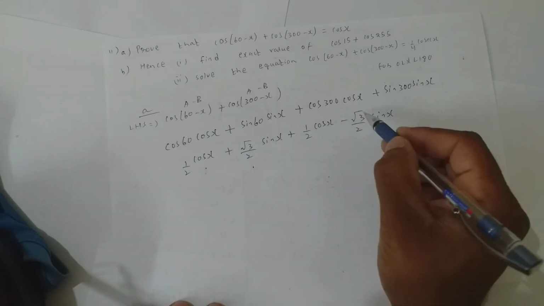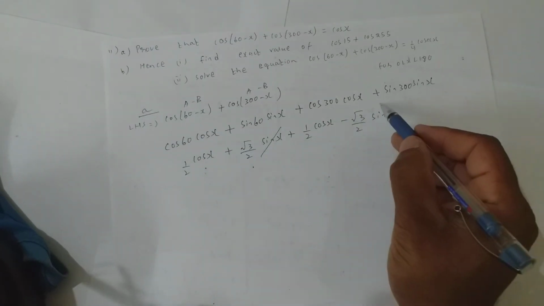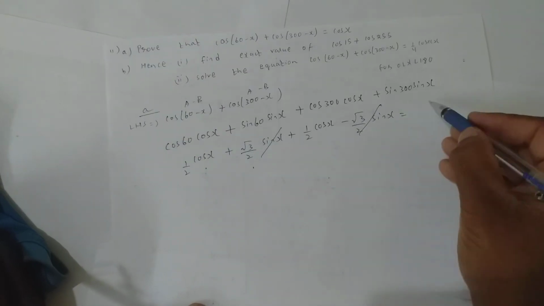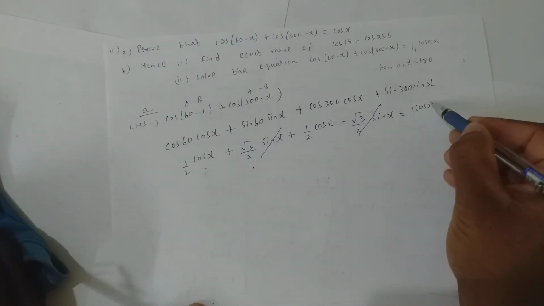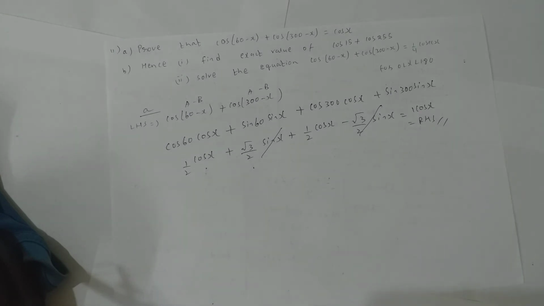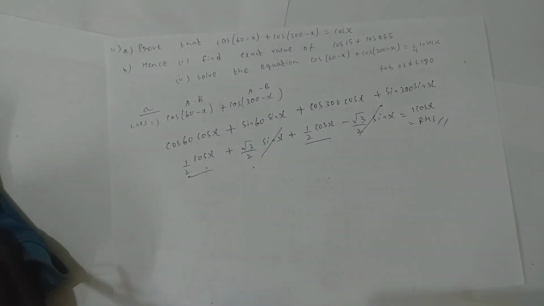You can get this value from the calculator. Now what gets cancelled? Root 3 by 2 sin x and root 3 by 2 sin x get cancelled. So what is remaining? Half plus half is 1 cos x, which is my RHS. So we proved it. Am I clear? Half cos x plus half cos x will result in 1 cos x.